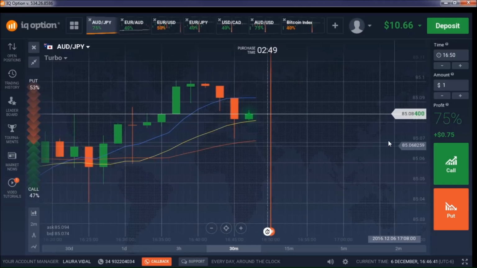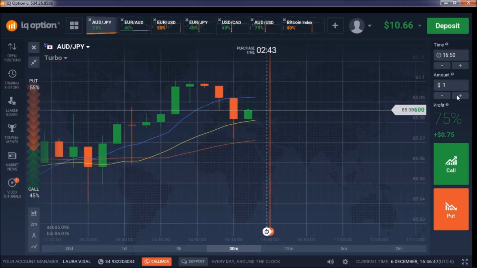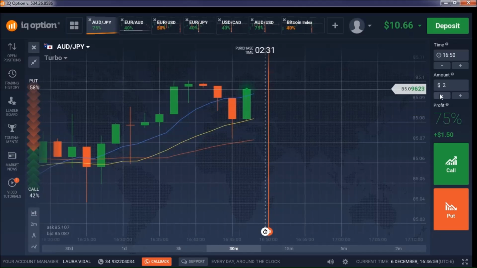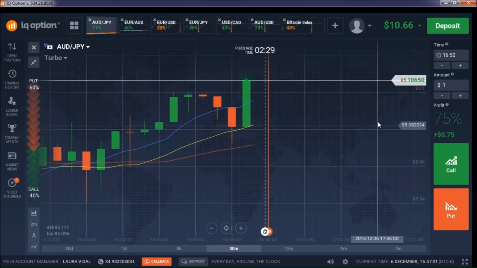Is it high risk? Yes, it is high risk. However, once you get the $1.75 and you reinvest it, you guys are going to be able to get $3.50 on the next trade. We're going to go step by step so you guys don't get confused in here.